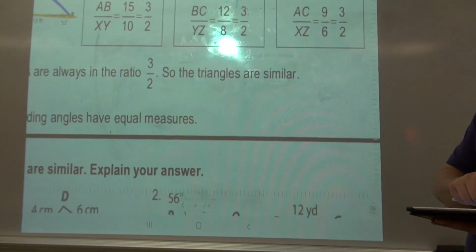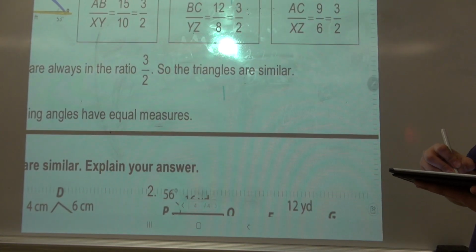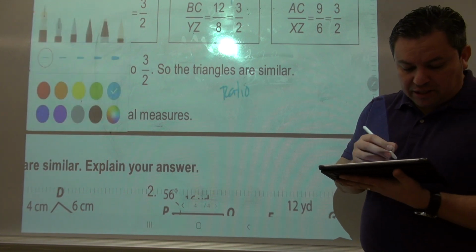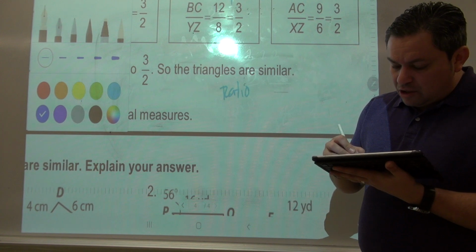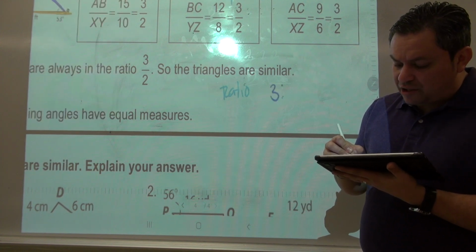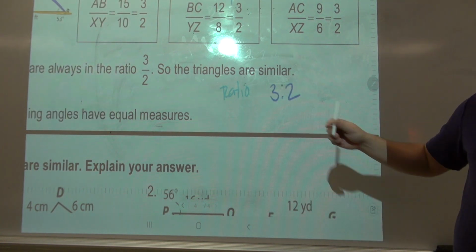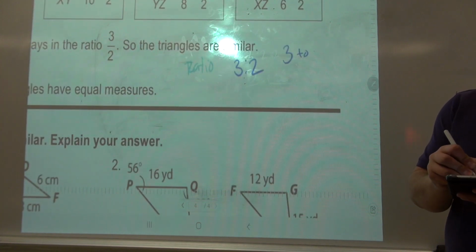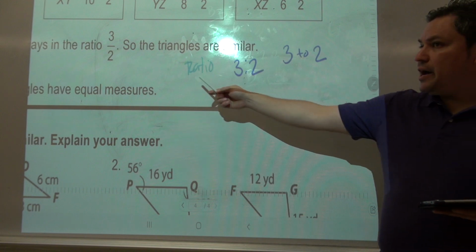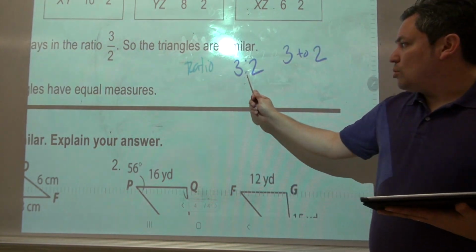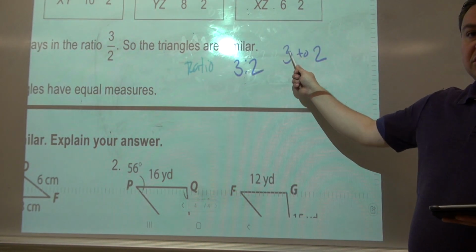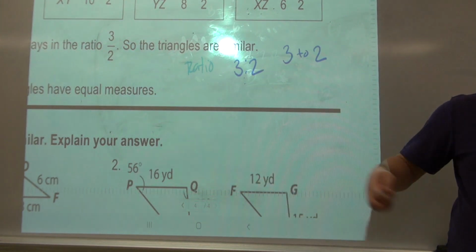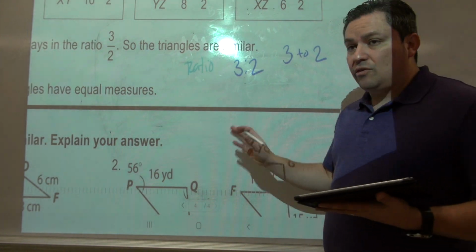You can also find the ratio written in different ways. You can also see it written like 3 colon 2, like that. Or you can also see it like 3 to 2. Either way, fraction or with the colon or with the word "to" is the same thing. Okay? Any questions so far? No? So far so good?